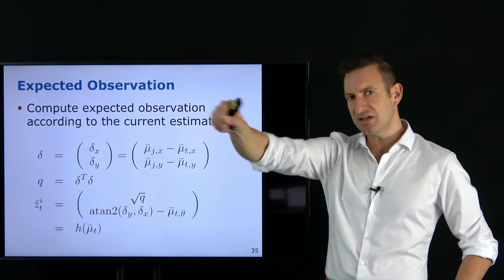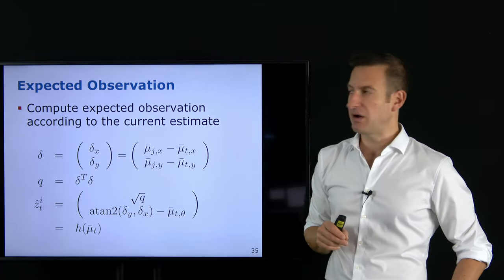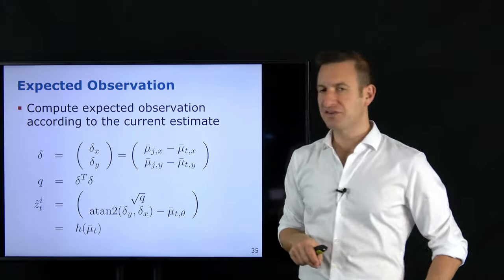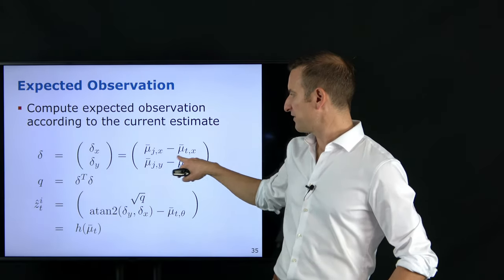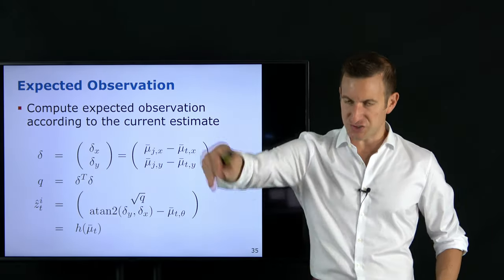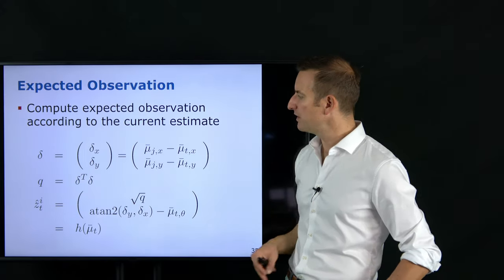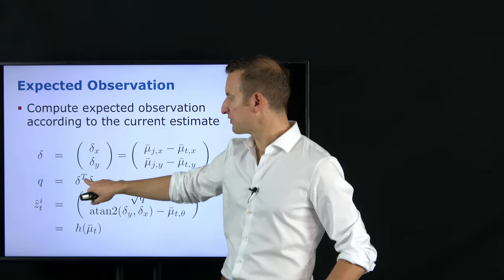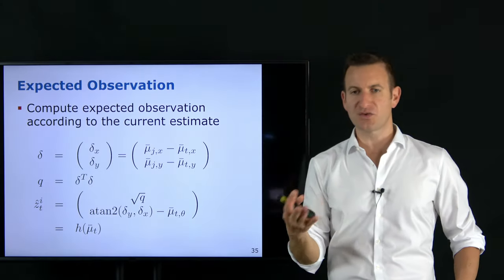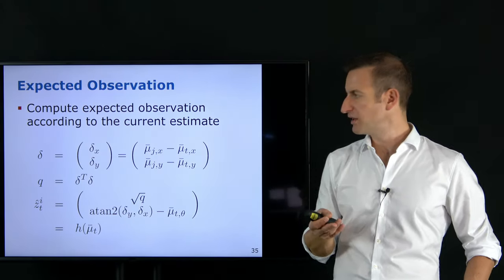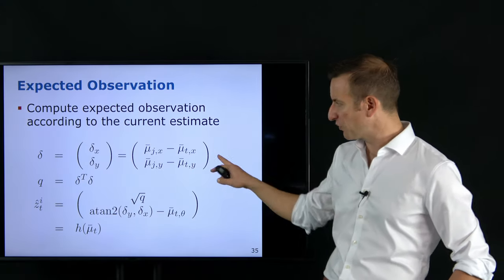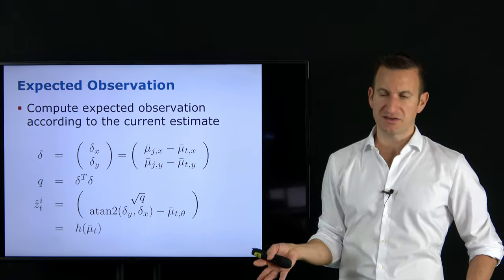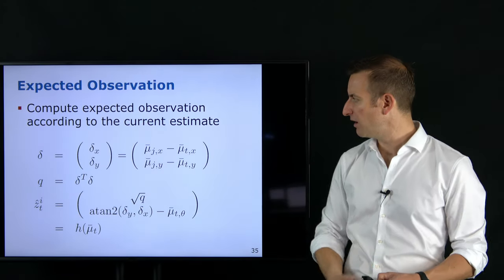So basically the Euclidean distance tells me something about the range. So how can I compute it? I compute the vector of the differences in x and y coordinates. So this is basically delta x and delta y between my location and the landmark location, which I can compute over here. And then I have a q, which is delta transpose delta, which is basically the squared distance that I want to observe, right? It's the squared distance. So if I take the square root of q, this is my Euclidean distance, just expressed here in the form of vectors.